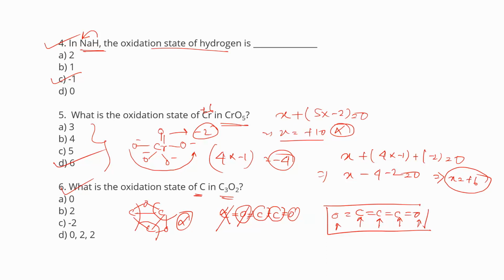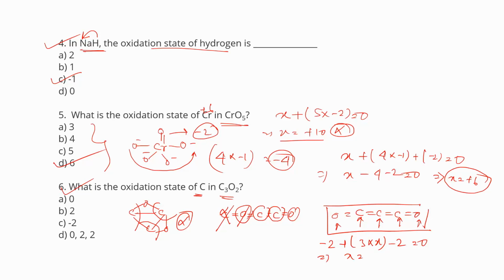Now you calculate the oxidation number of the carbon. We know that oxygen gives the -2 charge, and there are 3 carbons. So let us consider the oxidation number of carbon is x, so 3x plus 2 times -2 equals 0. So x equals, what will that be?